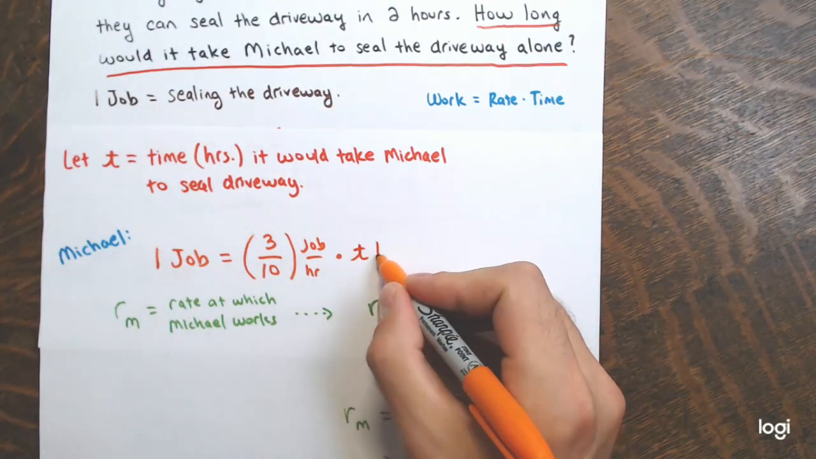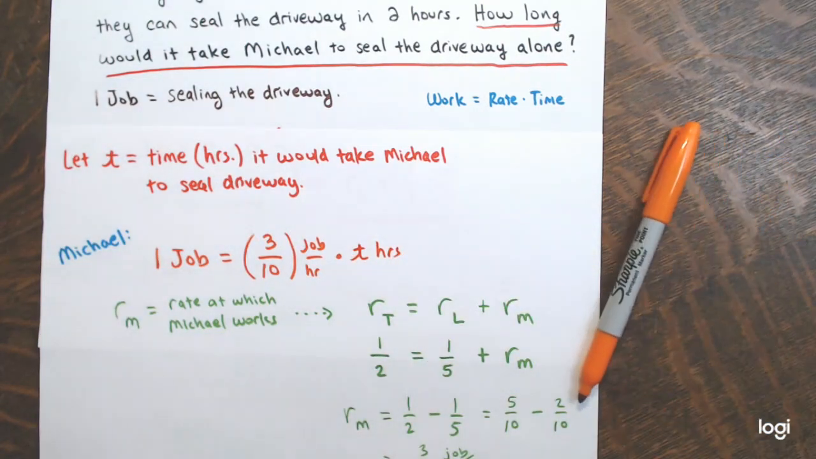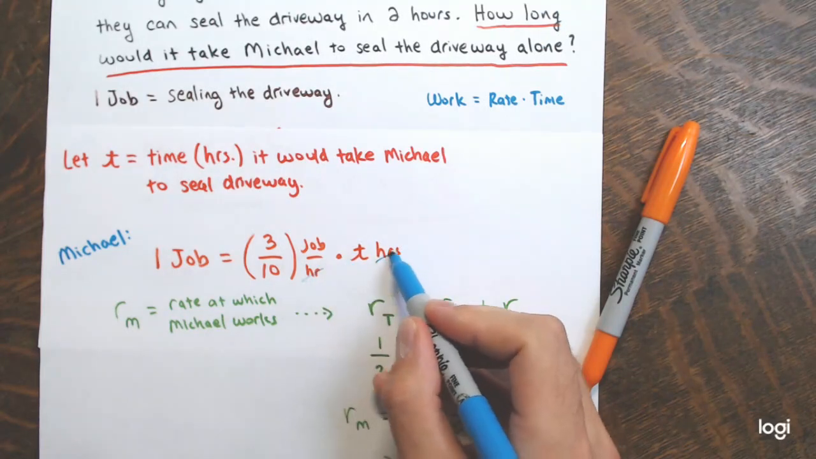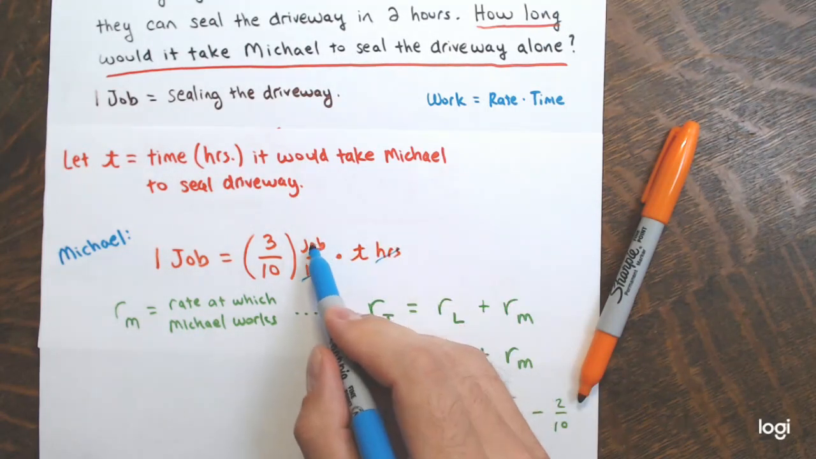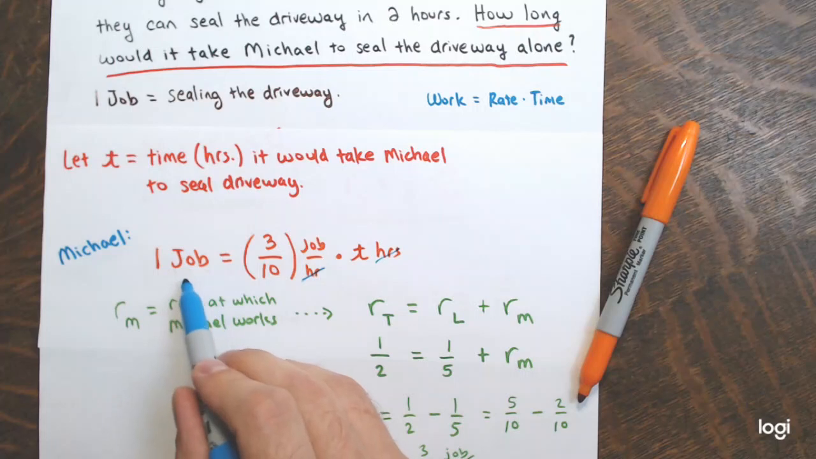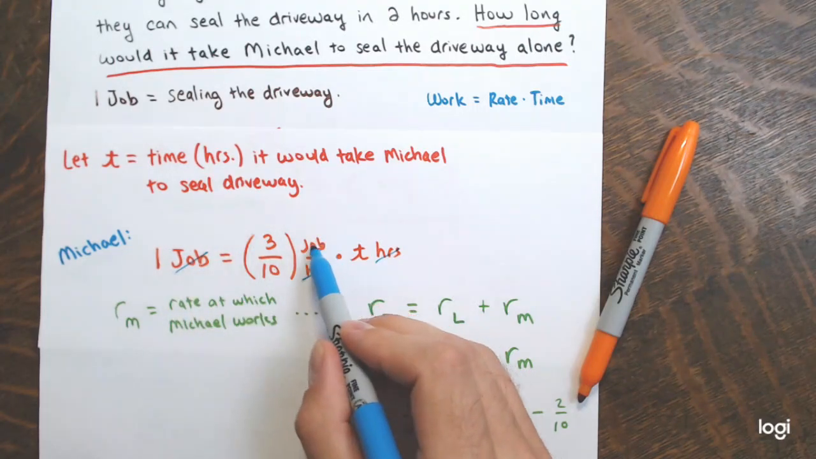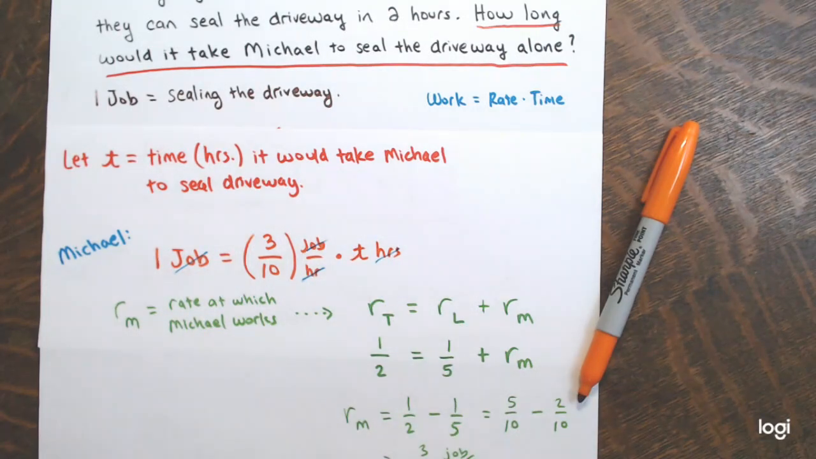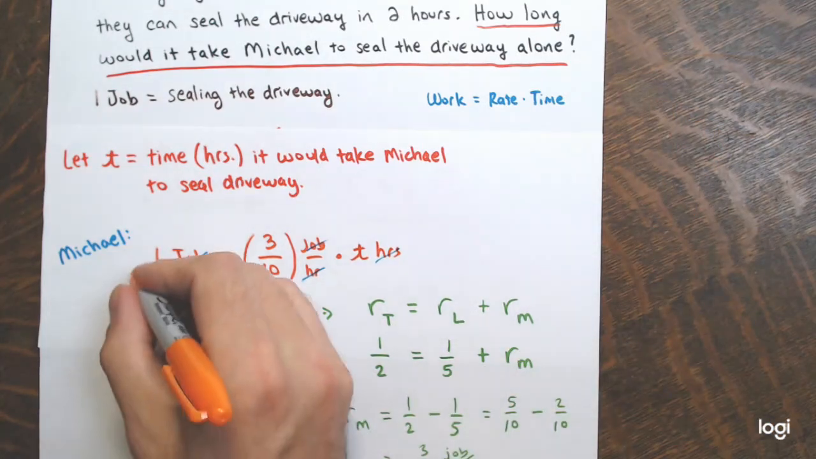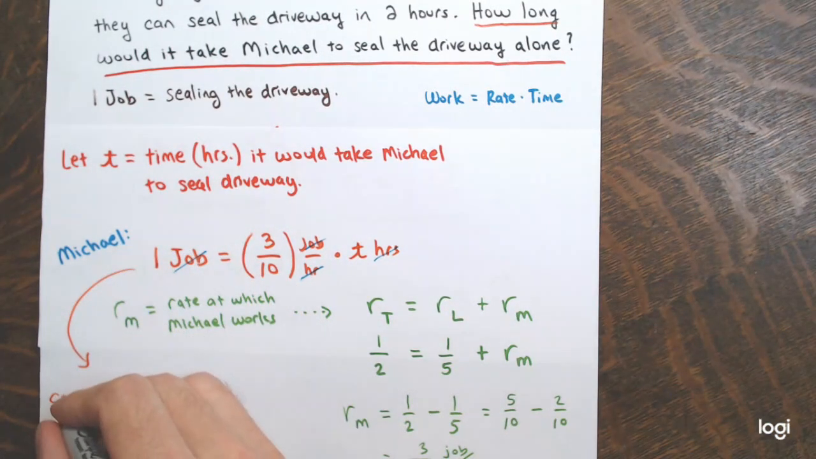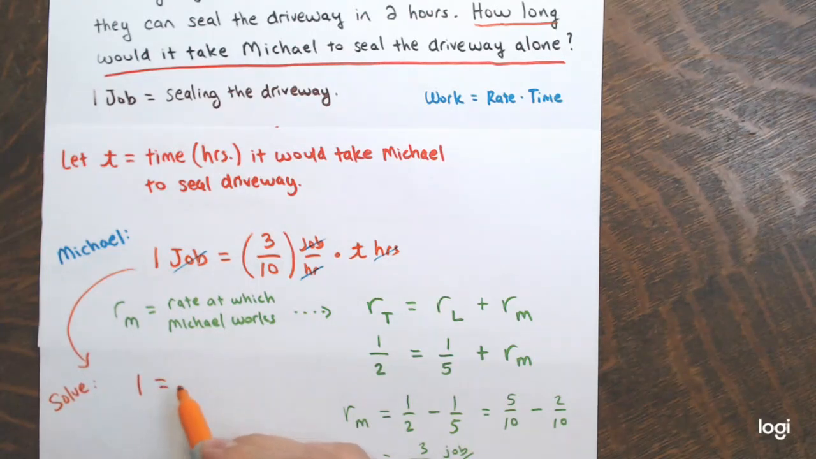Times T hours. Again, hopefully you're seeing the unit cancellations here: hours and hours over here, and I'd eventually divide by this 3/10 of a job, and then the jobs would cancel. I can get rid of all the units, and then we're just basically solving, bringing this down here, we're just solving this equation for T. 1 on the left equals 3/10 times T on the right.